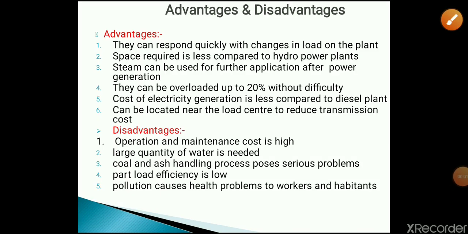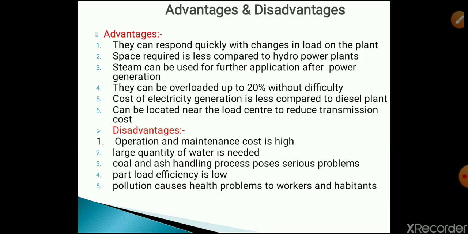Now we will see some advantages and disadvantages of a steam power plant as compared to other power plants. First of all, we will see what are the advantages. First one is they can respond quickly to changes in load on the plant. Second is space required is less as compared to hydro power plants. Next is steam can be used for further application after power generation, that is cogeneration. Number 4, they can be overloaded up to 20% without any difficulty. Number 5, cost of electricity generation is less as compared to the diesel plant. And last is they can be located near the load center to reduce the transmission cost.